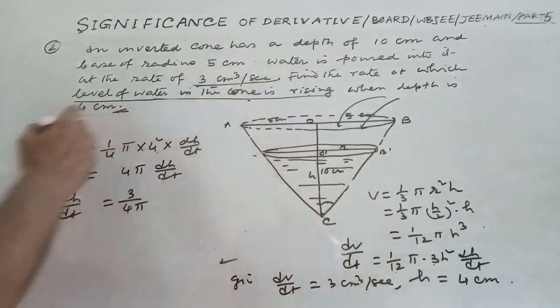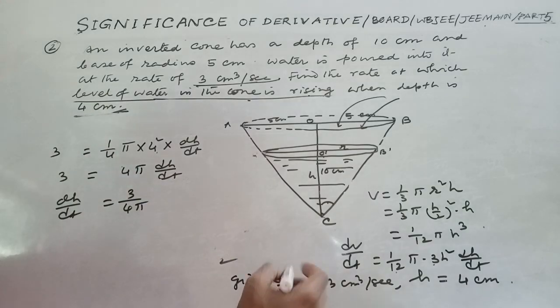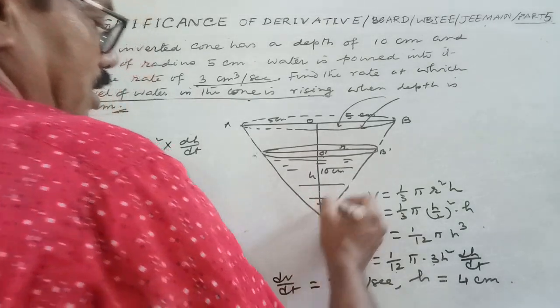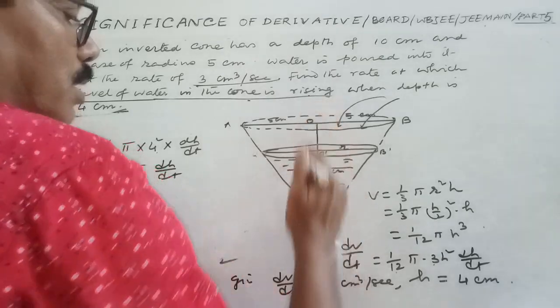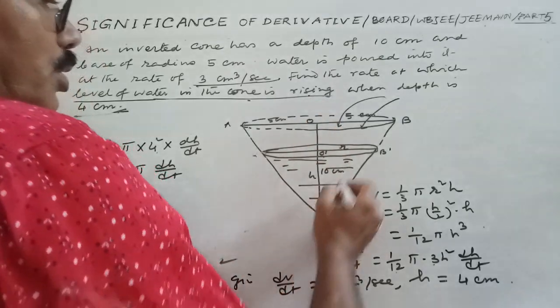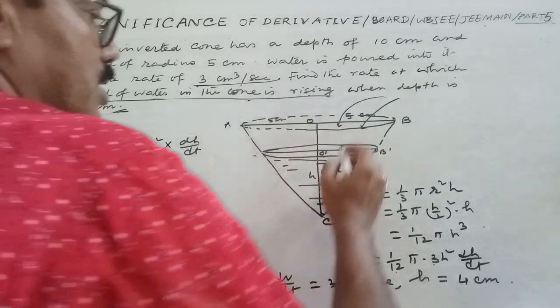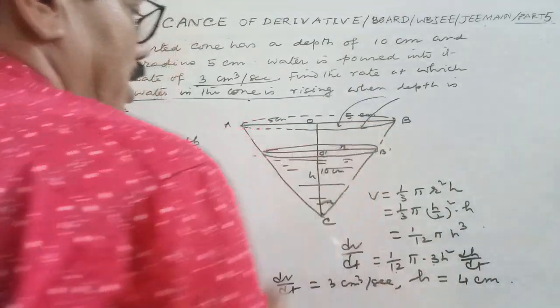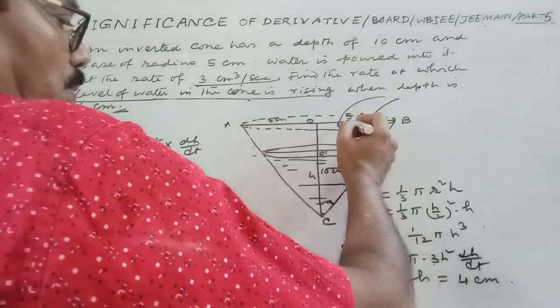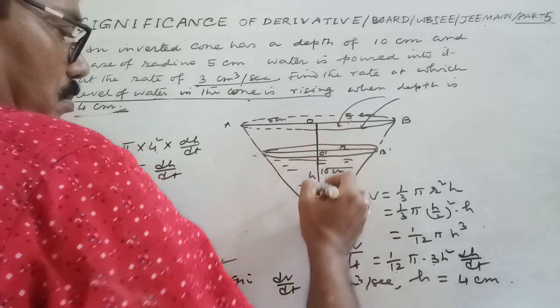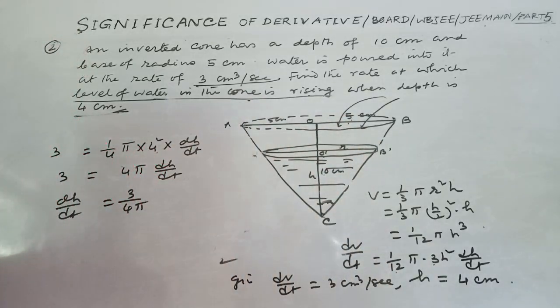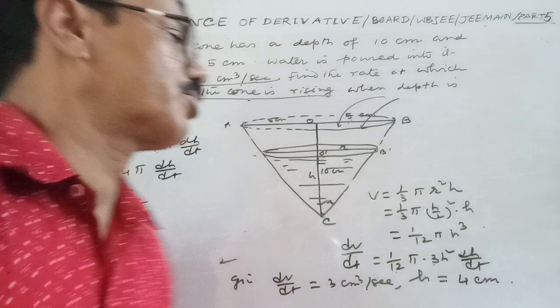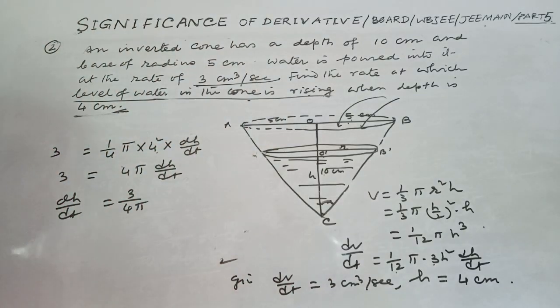So it is exactly the same problem as the previous one. In the previous problem, the semi-vertical angle is given. So here, what is the semi-vertical angle? This is 5 and this is 10. So perpendicular by base, tan alpha equals half. So exactly the same.